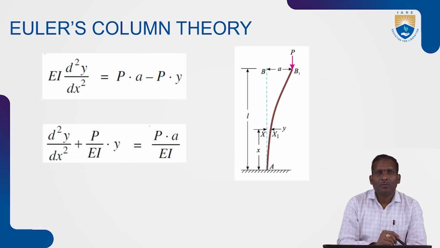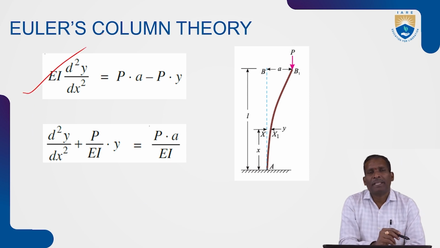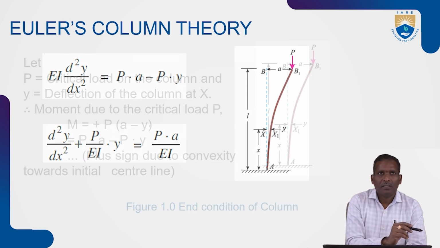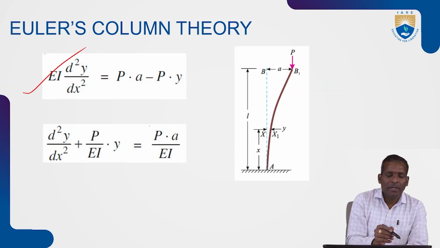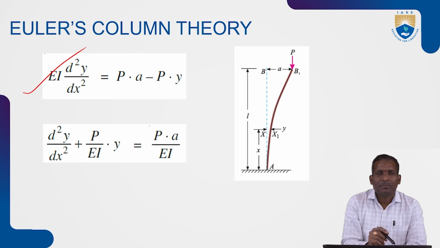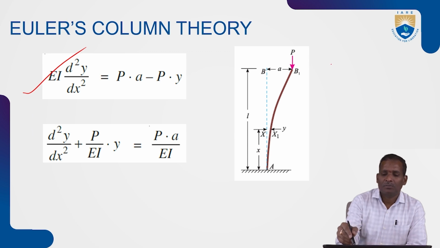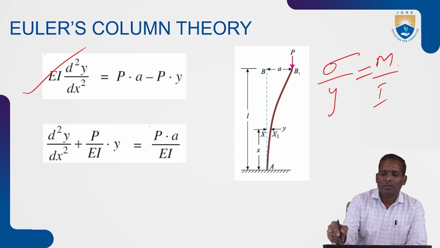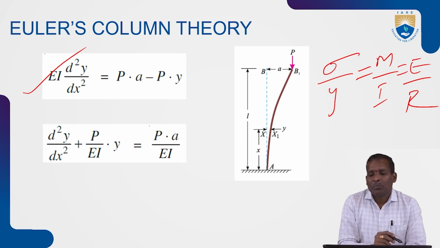Clear? Now write down the equation: M is equal to EI d square y by dx square, the bending moment. According to the bending stress equation, which you already know, sigma by y is equal to M by I, which is equal to E by R.